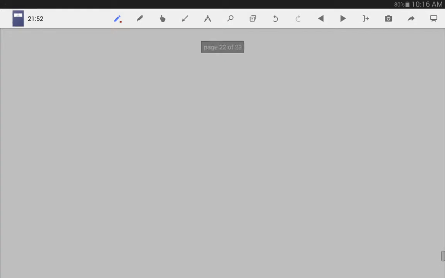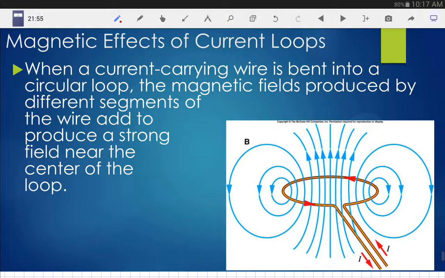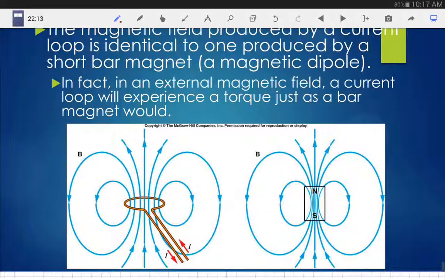Okay, if you make a loop of the wire, then on the inside of the loop, the magnetic field produced by each piece of wire is pointing the same direction. And you get a much stronger magnetic field. And so if you make a whole bunch of loops, it doesn't have a whole bunch of loops here, but if you make a whole bunch of loops, you can make a really strong magnetic field.